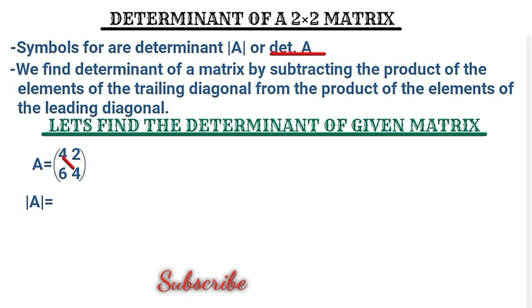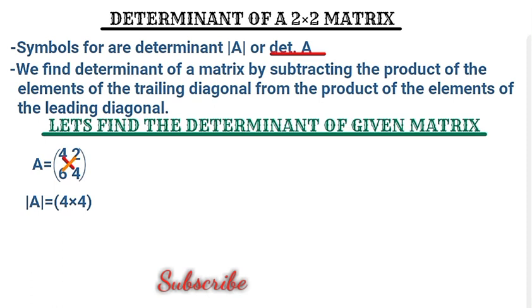As you can see, in the definition we are told the product. When we talk about the product, we are talking about multiplying. So I'm going to multiply that 4 on top by that 4 down. Then I'm going to close the bracket. Then what am I going to do? I'm going to write minus.